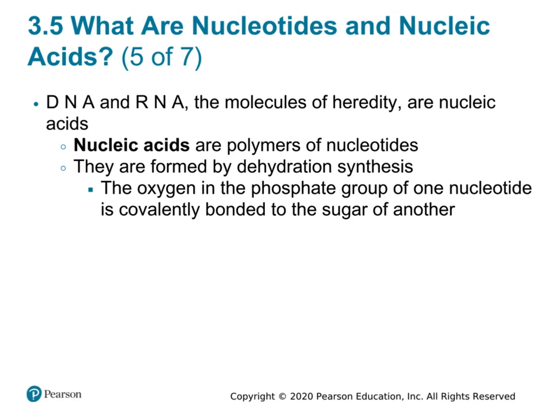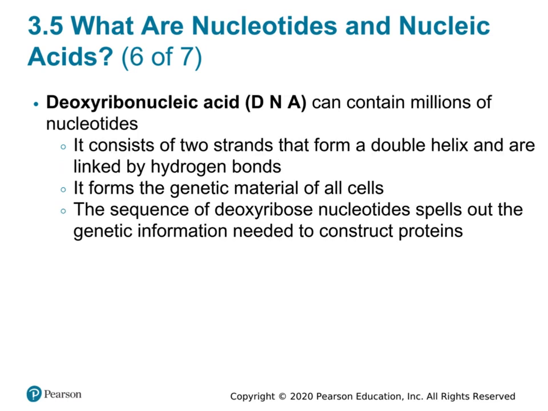They're really long, linked together chains of nucleotides, and they're formed just like carbohydrates and proteins by dehydration synthesis. And the oxygen in the phosphate group of one nucleotide will be covalently bonded to the sugar of another. So it's the phosphates and the sugar that make up the backbone of DNA and RNA. The bases that are left over are going to make up the rungs of what looks like a ladder for DNA and RNA. So let's look at DNA first.